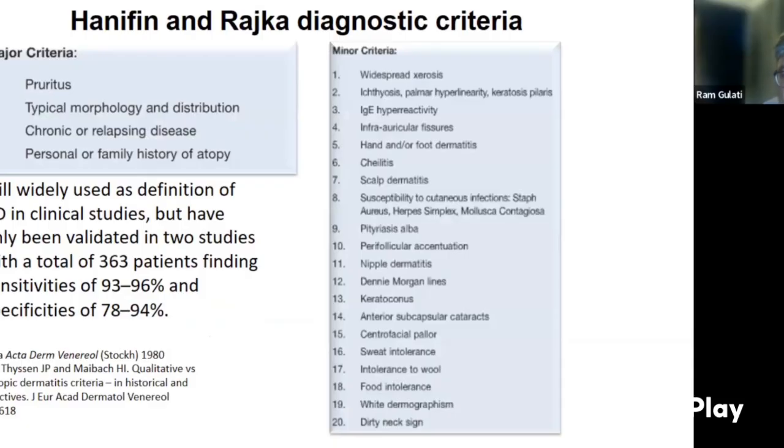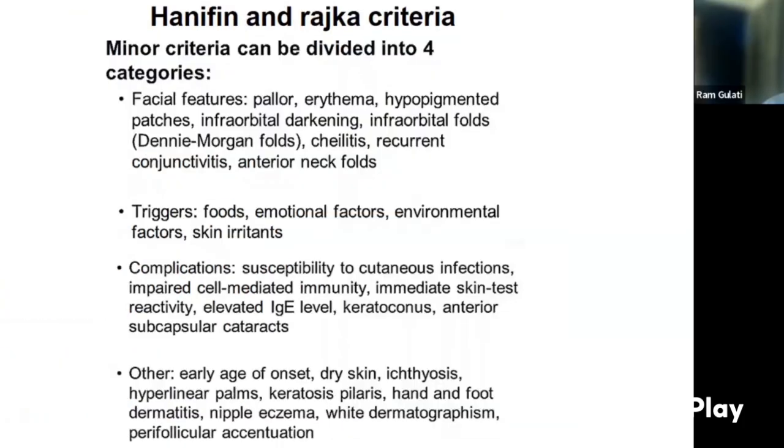So these 4 major criteria you will see probably repeated across the various other classification systems, and they are probably the mainstay. And you had 23 minor criteria. So I think it was a cumbersome criteria to actually follow in clinics or epidemiological studies, even though it is still widely used. It has been validated only in 2 studies with a total of 363 patients, and they found a high sensitivity of around 93-96% and specificity of 78-94%. So it is a higher sensitivity and specificity, but difficult to use in everyday life.